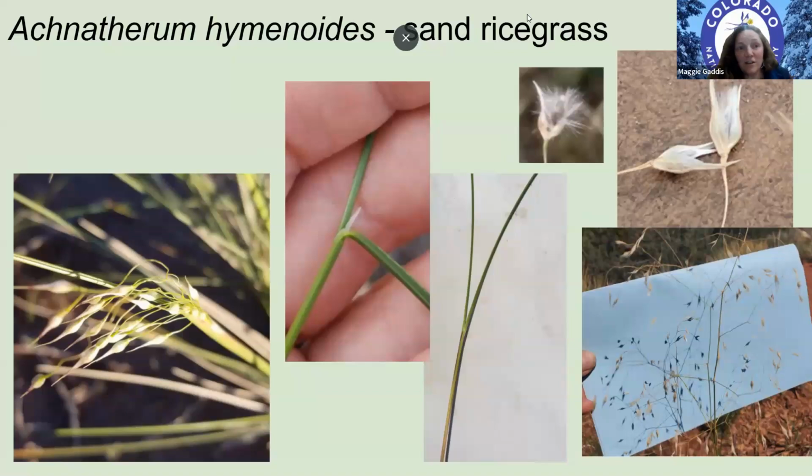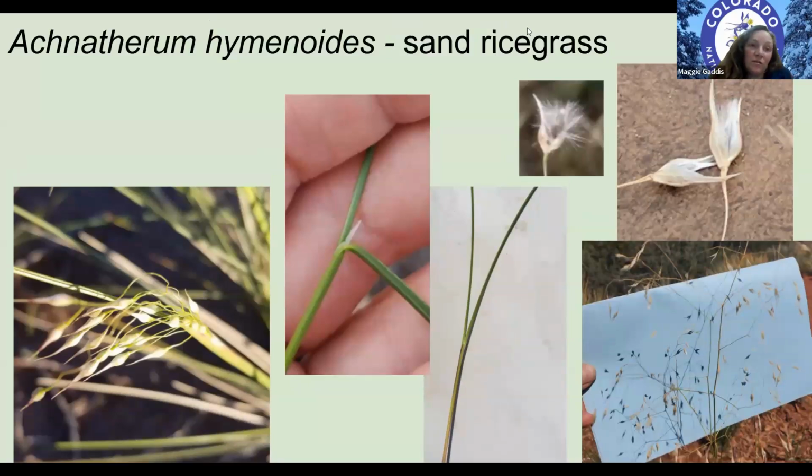I think this grass has gone through at least 3 name changes since I first learned of it. The first being Oryzopsis hymenoides, then Achnatherum. This is an old name, and now it is Eriocoma.